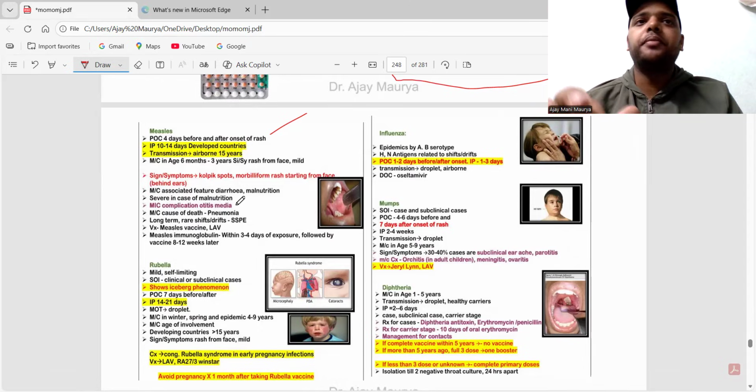Remember, the most common complication is otitis media. Death is due to pneumonia. The long term complication is SSPE.